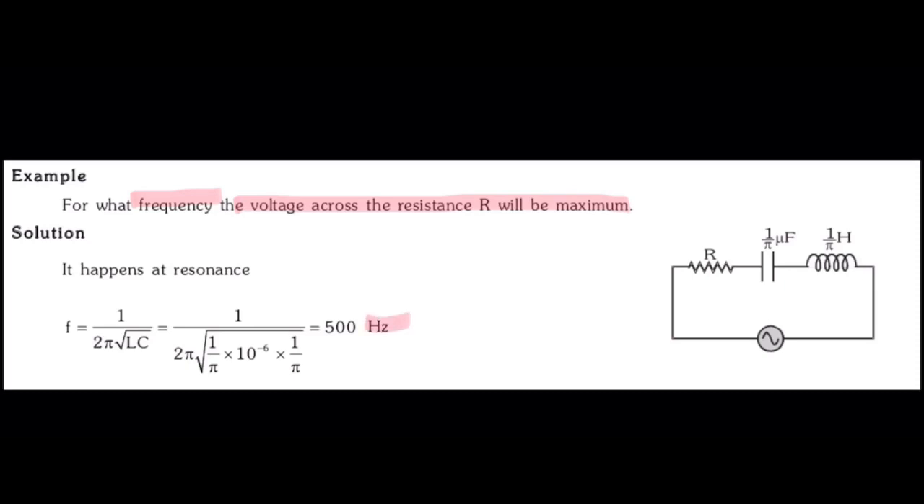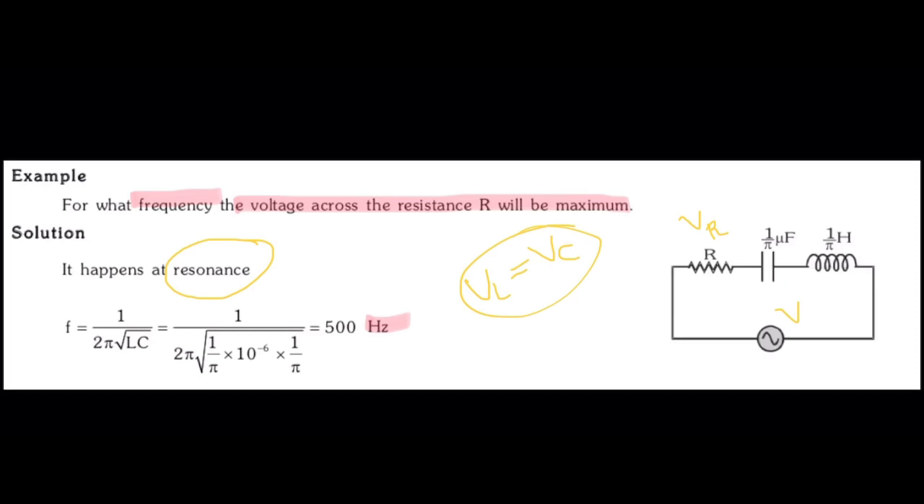Now when will that happen? That will happen during resonance. Okay, the voltage across the resistance will be maximum. Why is it so? Because during resonance, voltage across inductance will become equal to voltage across capacitance, and these two terms will cancel out, and the entire voltage across the source will be across the resistor during resonance.